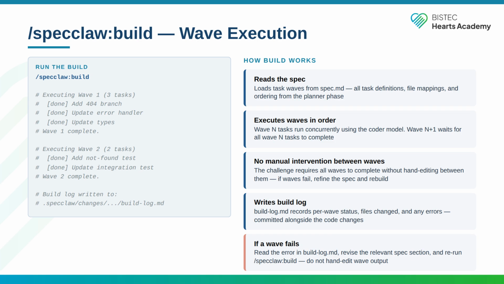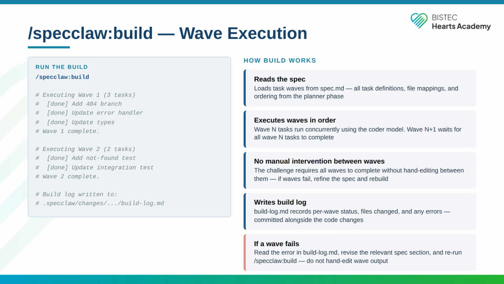Failures are written to errors.md. Patterns and insights discovered during implementation are written to learnings.md. An important constraint: the challenge requires all waves to complete without manual intervention between them. If a wave fails, you read the error in errors.md, revise the relevant section of the spec, and rerun /SpecClaw build. You do not hand-edit the wave output.